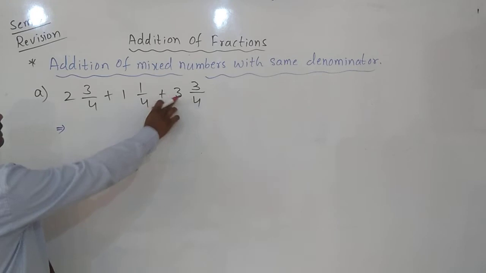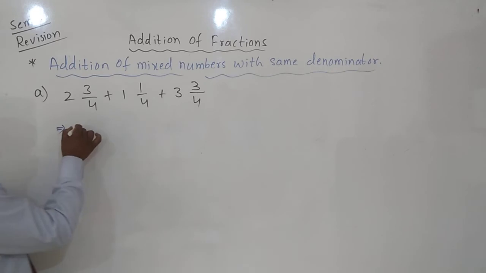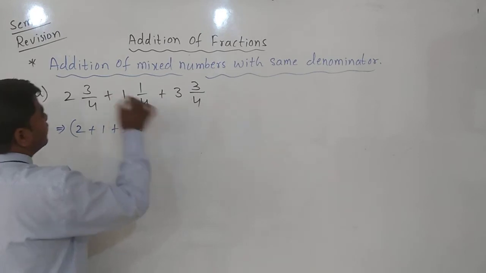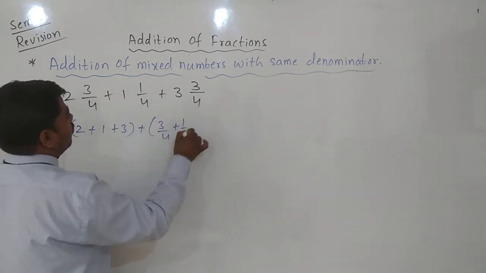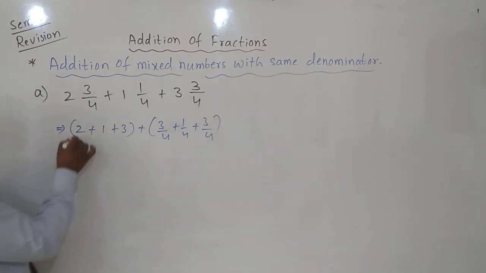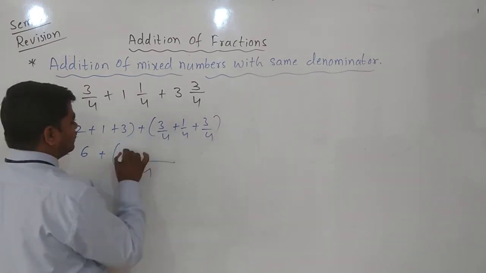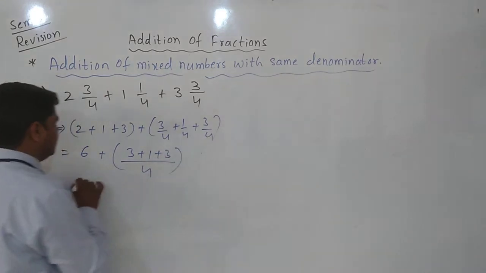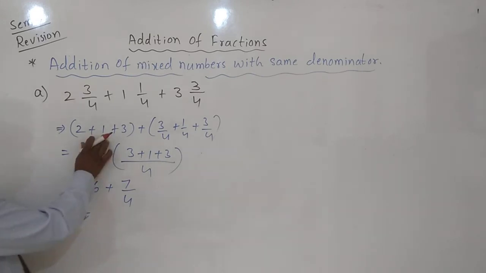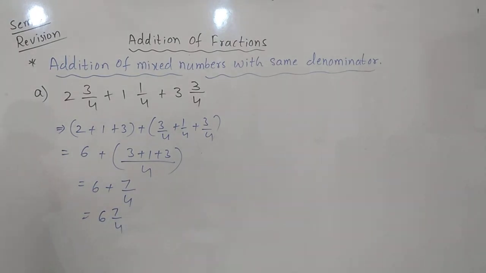One method is to add all the integers separately and add all the like fractions. That is 2 plus 1 plus 3 separately, plus again 3 by 4 plus 1 by 4 plus 3 by 4. Like this we can add. The integer total is 6, plus the fractions with 4 common, 3 plus 1 plus 3, so 6 plus 7 by 4. Add both integers separately and fractions separately, then we can write 6 integer 7 by 4. This is one method.